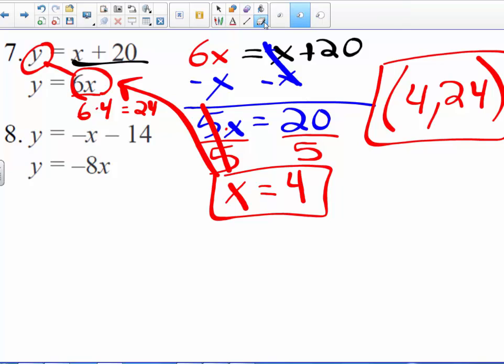Pause this if you need to. I'm going to erase the ink here on this page so I can continue on.